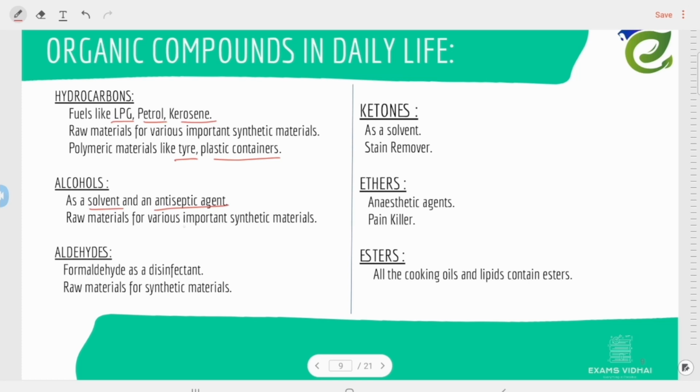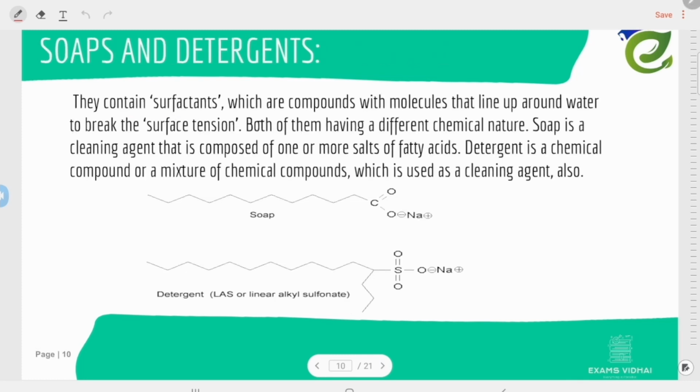Raw material for various important synthetic materials. Aldehyde, formaldehyde, HCHO, is used as a disinfectant and raw material for synthetic materials. Ketone is used as a solvent and stain remover. Ether is used as an anesthetic agent and painkiller. Ester, all the cooking oils and lipids contain esters.